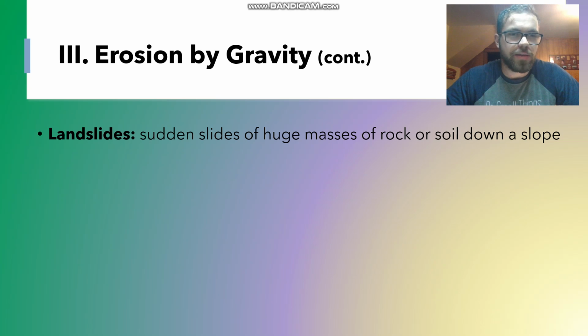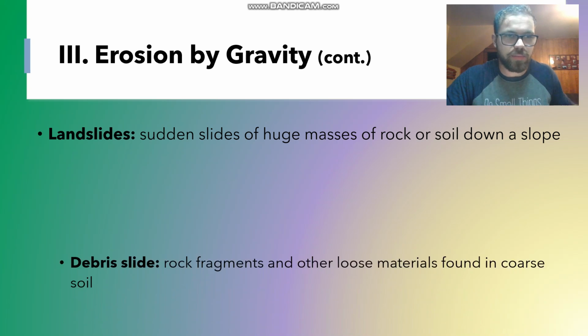And then landslides, sudden slides of huge masses of rock or soil down a slope. Again, I think you guys are familiar with this. You may have heard the term if you're referring to something like an election, where someone won very, very clearly, majorly over another person. Maybe you might call that a landslide victory. It's sudden, it's large, it's decisive, it's very clearly able to see what has happened.